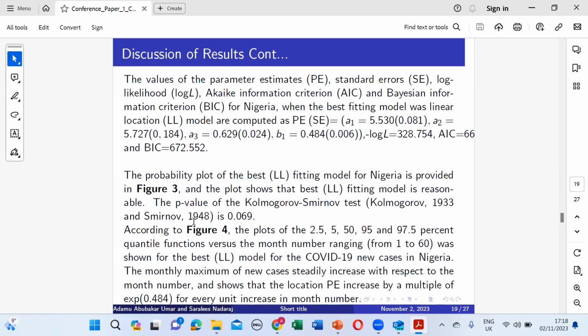So here the explanation will say, according to figure 4, the plot of these percentage functions versus the month number was shown for the best model, which is the linear location for COVID-19 in Nigeria. The monthly maximum steadily increased with respect to the month number, and shows that the location increased by a multiple of the exponent of the parameter A1, which is here, for every unit increase in the month.